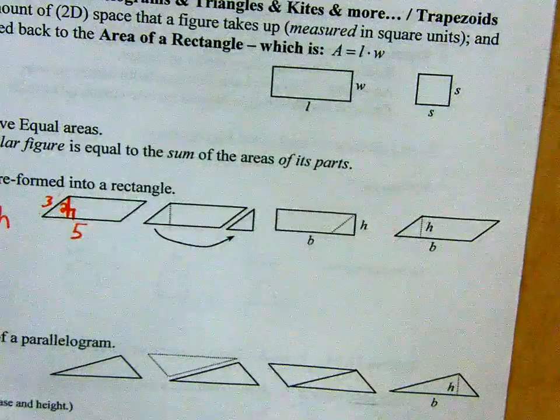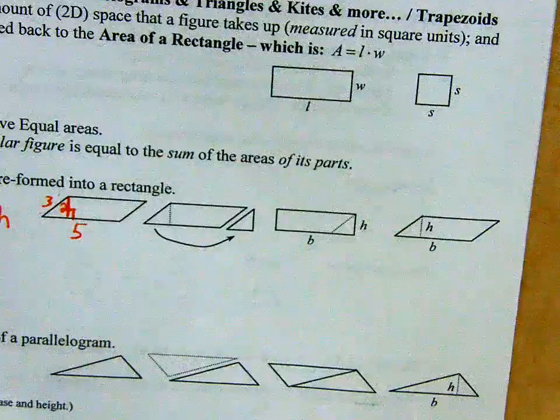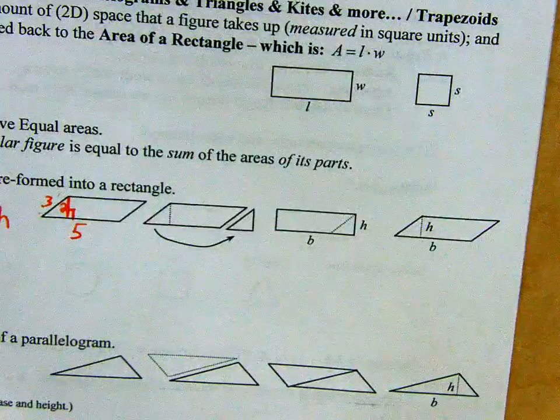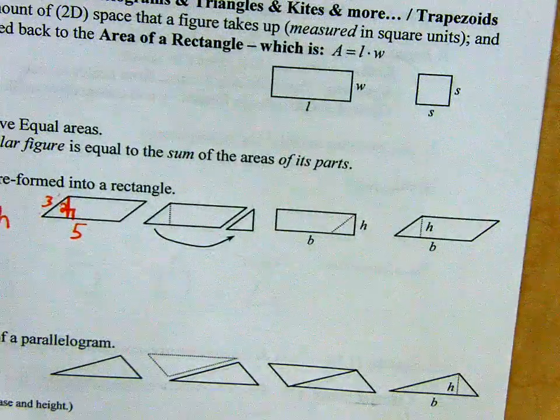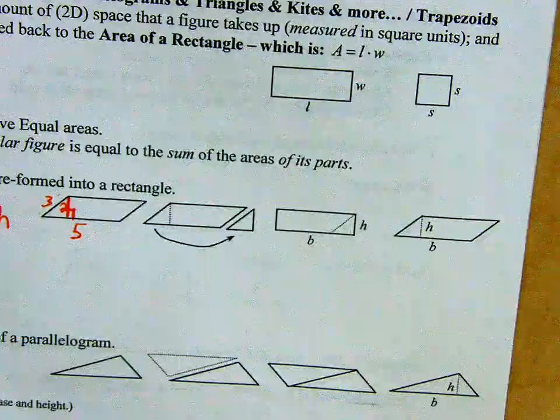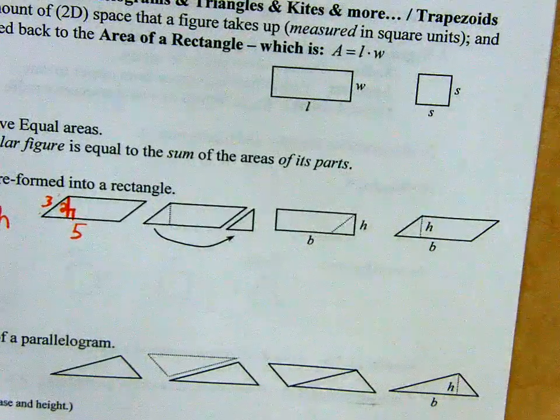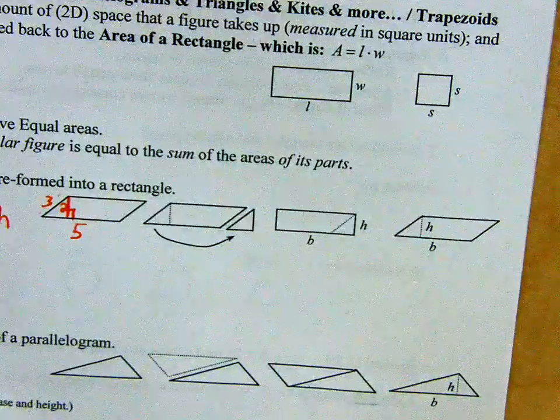So just always remember, and that goes for every single shape. If you are multiplying base and height together, make sure the base and the height are perpendicular to each other. Otherwise, it's not really the base and the height. It's probably the base and some other random side. That's not the height. Okay? So that's the big deal.